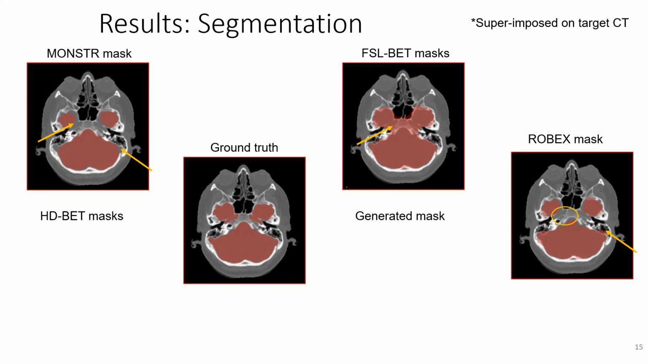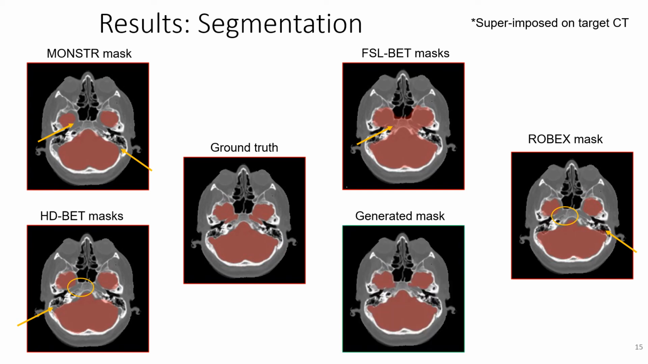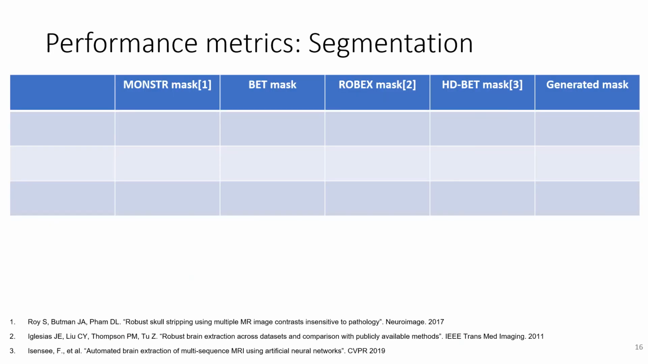When we look at the HD-BET mask, we also see a similar case where the volume has been overestimated and underestimated in many cases as shown. Now looking at the generated mask, we find that visually this mask seems to be the closest to the ground truth. However, on closer inspection, we do see a missing area, that is, the carotid artery has been neglected by our algorithm.